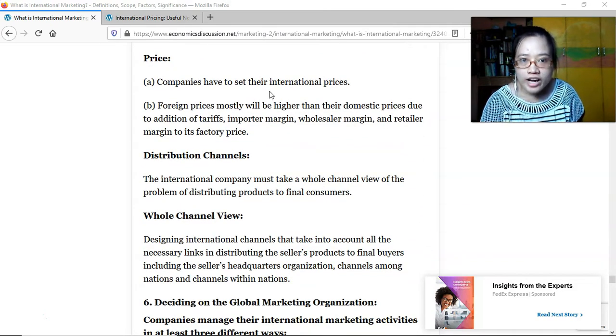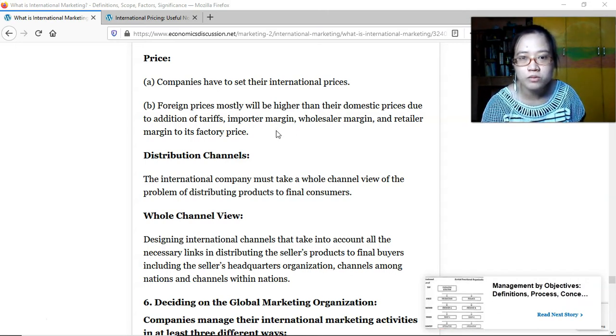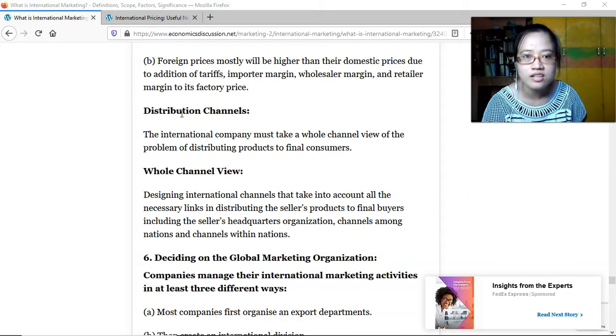Alright, and then we have price. You have to set international prices. Foreign prices will mostly be higher than the domestic prices due to the addition of tariffs, importer margin, wholesaler margin, and retailer margin to its factory price. Usually, okay, but that's not always the case.